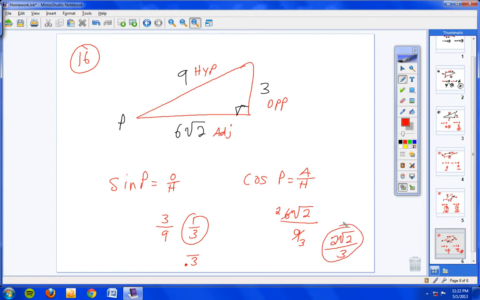Now you really had better know how to type this into your calculator in case I ask for a decimal on the quiz tomorrow. So it's 2 times the square root of 2 equals, you'll get 2.828427, then divided by 3. And you should get 0.9428. And again, make sure that you're typing it in correctly, top divided by the bottom.